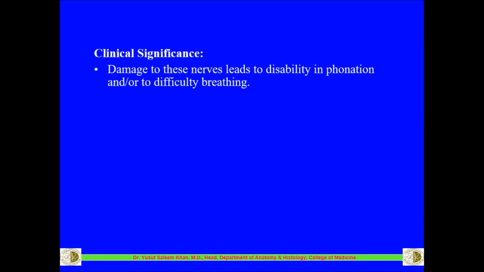So what is the clinical significance? Damage to these nerves whenever you are doing surgeries, even compression or damage, leads to disability in phonation as well as difficulty in breathing, because they supply the larynx. The larynx is the voice box, so it will disturb the phonation, and because it is part of the respiratory tract, it also leads to difficulty in breathing, because the vocal folds are opened and closed by these muscles of the larynx.